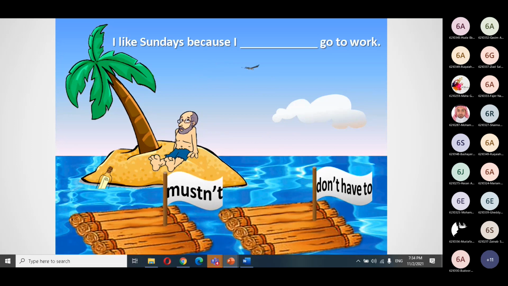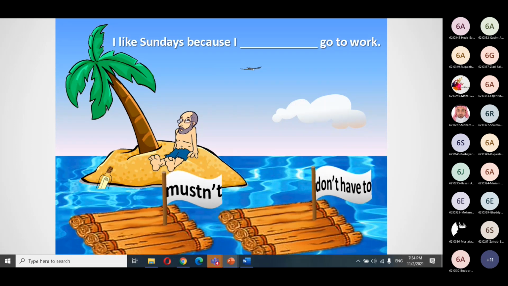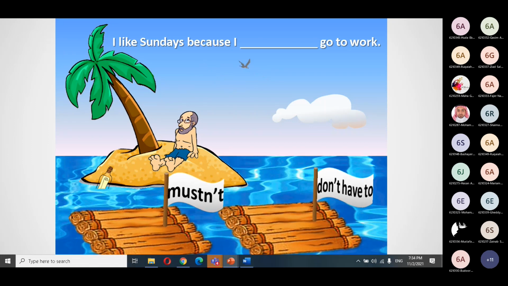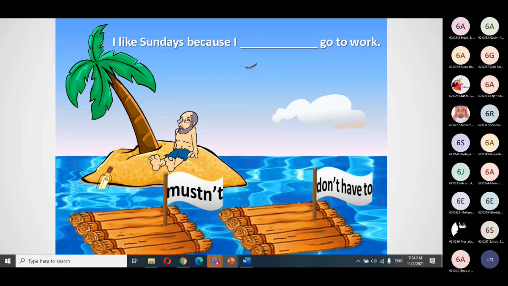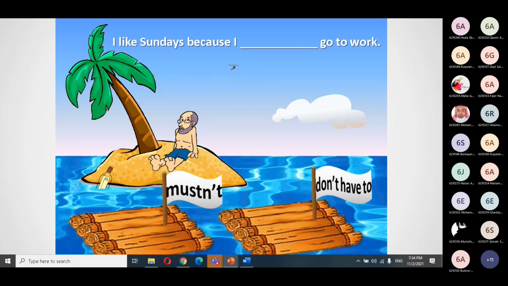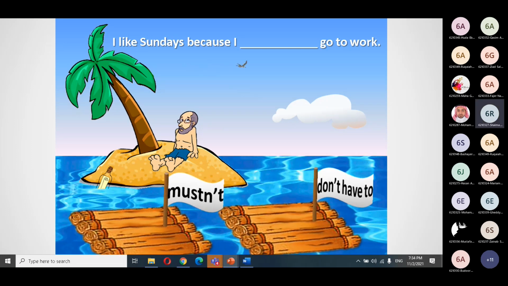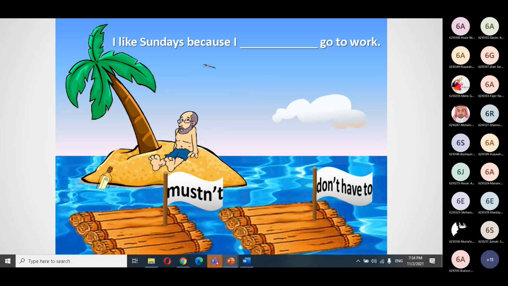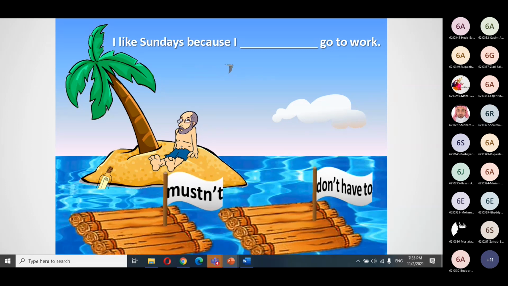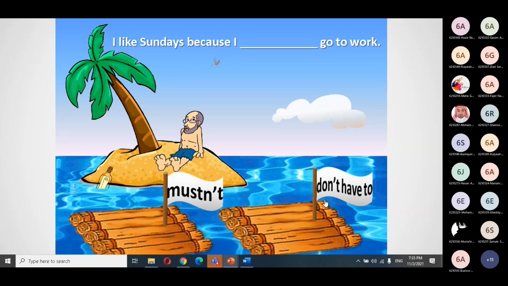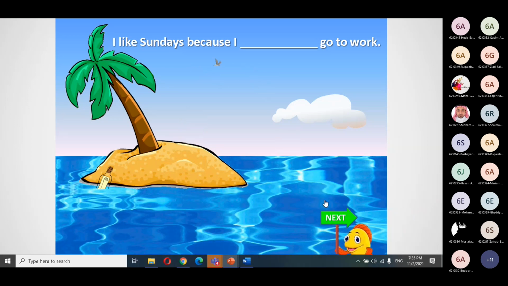Read the sentence. Which one is correct here? I like Sundays because I mustn't ولا don't have to go to work. Don't have to. أيوة. هنا you are free. You don't have to.